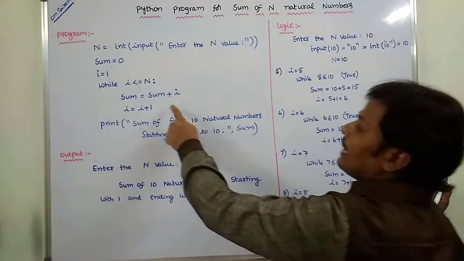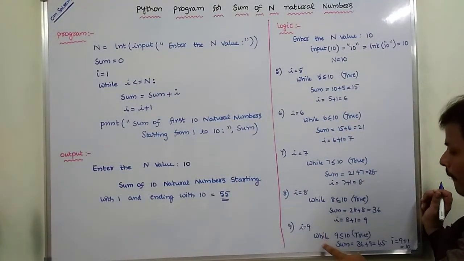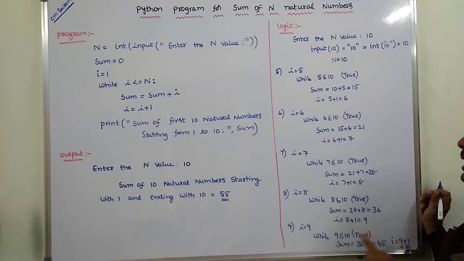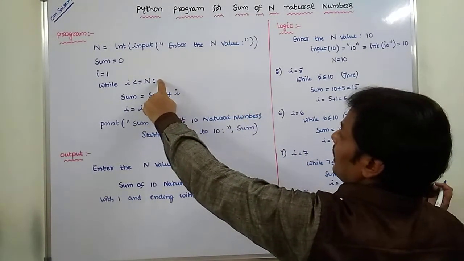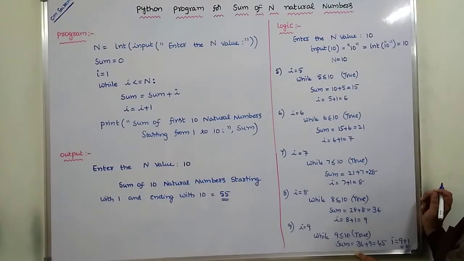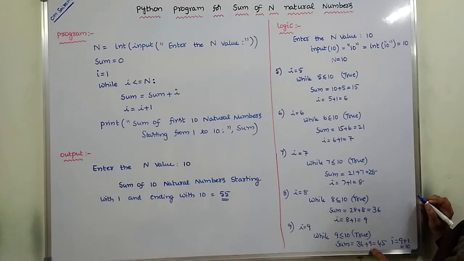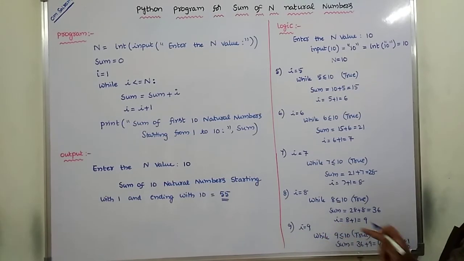Again the control goes to the while loop. I is equal to 9, while I is less than or equal to n. 9 is less than or equal to 10, condition true. The control goes to the statements within the while loop. Sum is equal to sum plus I. Previous step sum value 36. 36 plus I value 9 is 45. Next, I is equal to I plus 1, 9 plus 1 is equal to 10.